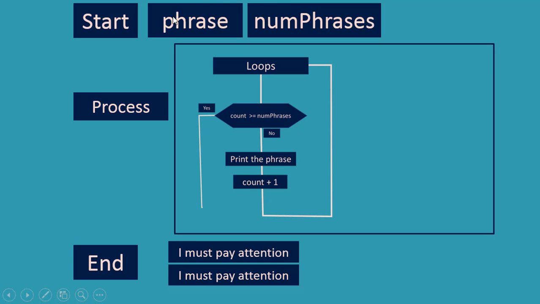Now let's carry out the algorithm of the program. In the input data we have the phrase that is going to be printed and the number of times that the phrase will be printed. In the process we'll have a loop that will be repeated until the phrase is printed the indicated times. In the output data, we'll obtain the phrase printed the number of times that was indicated to the program.